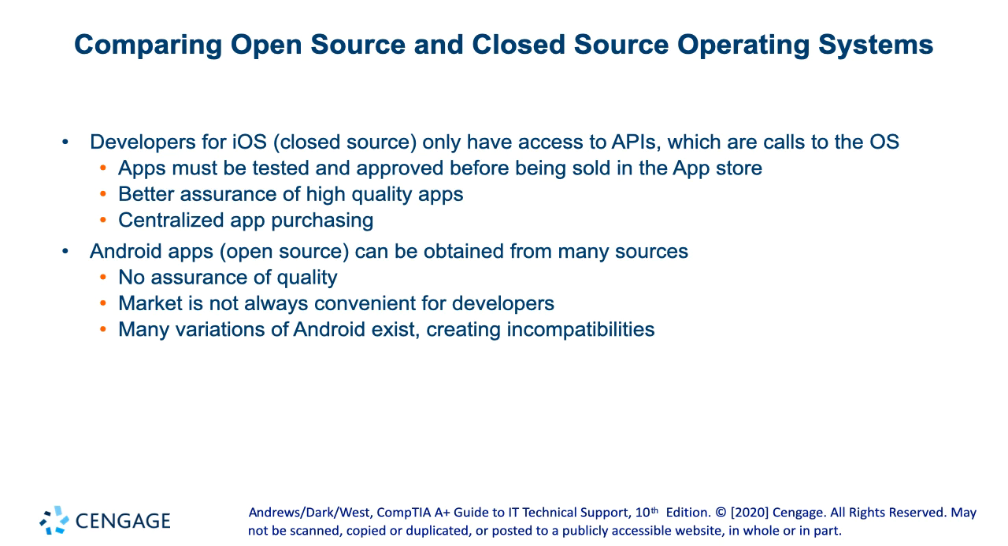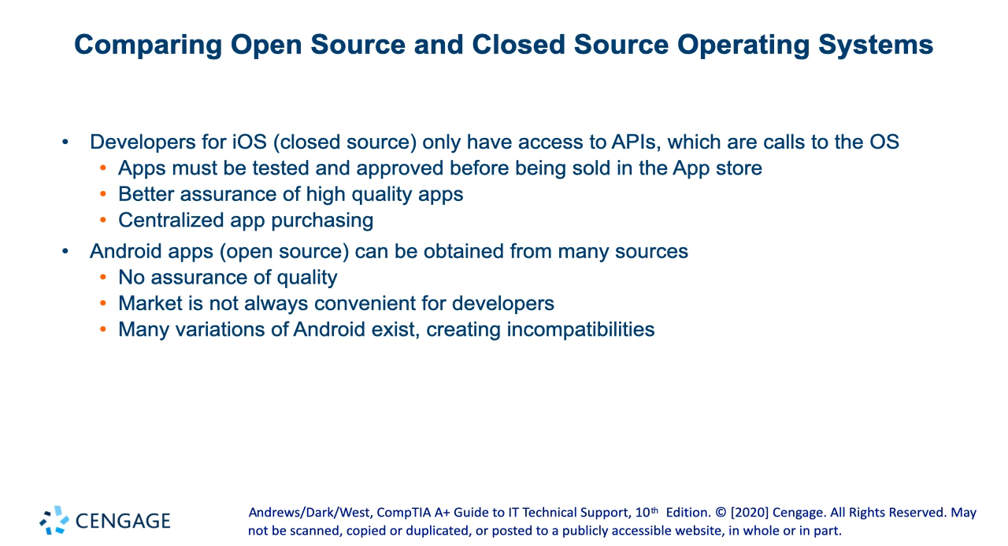So we kind of hinted on this, but there's closed source versus open source app development. Closed source apps must be tested and approved. Apps can only use APIs, application programming interfaces, instead of direct access to the OS. Closed source apps tend to have higher quality apps, but centralized and controlled app purchasing, very limited in what can be done and how it can be done for app development.